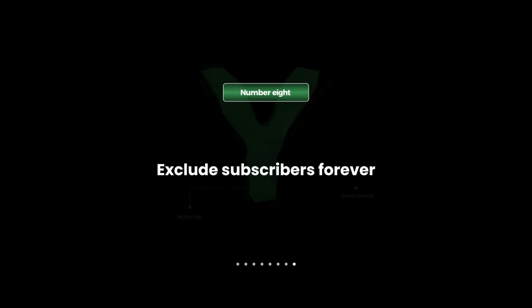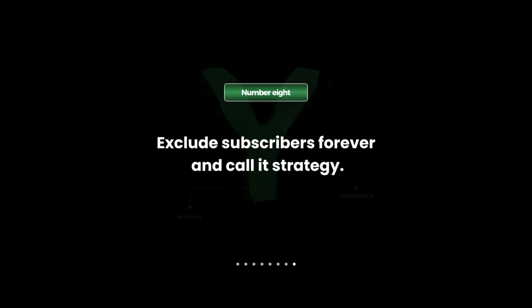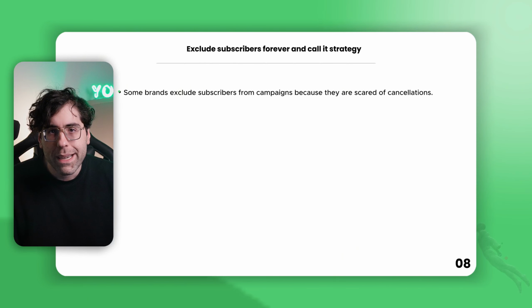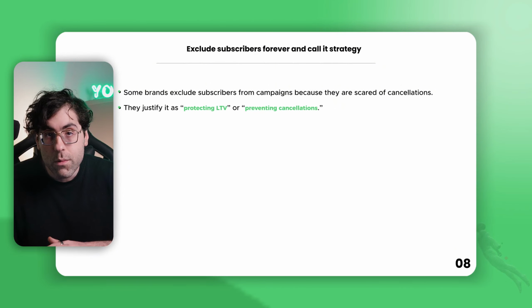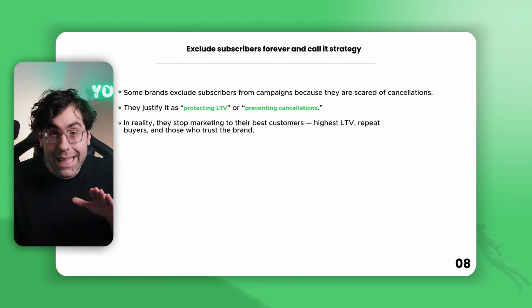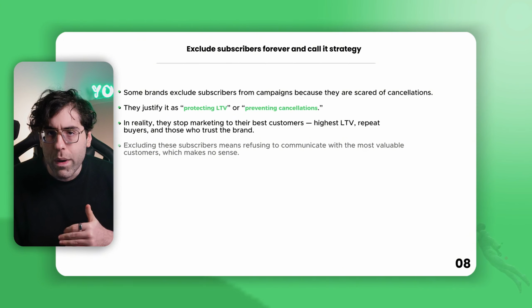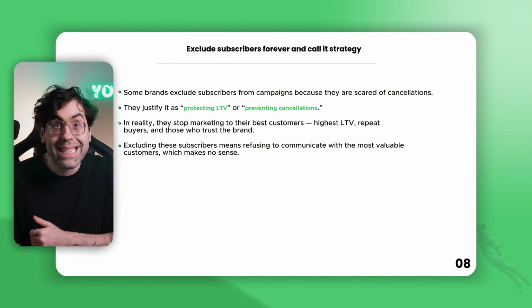The next one, number 8, exclude subscribers forever, and then call this segmentation strategy. This is my favorite. Some brands exclude subscribers from campaigns because they're scared, and they call it, we are protecting our LTV, we're preventing cancellations. But what they really do is stop marketing to the absolute best customers they have. Now, think about it. These are literally your highest LTV people. They trust you, right? They buy repeatedly. They are the easiest people to sell upgrades and expansions to. So when you exclude them, you do what? You refuse to talk to your absolute best customers, which makes zero sense at all.